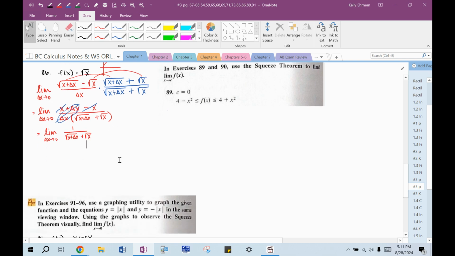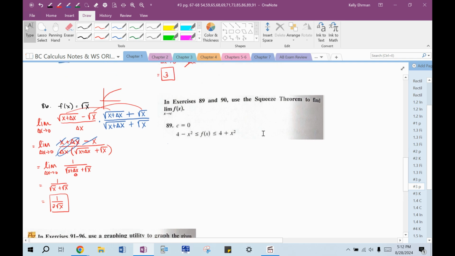At this point, I can try direct substitution again. So if I put in 0 for this one little delta x, I get 1 over square root of x plus square root of x. And we can combine those like terms. So that's 1 over 2 square root of x.